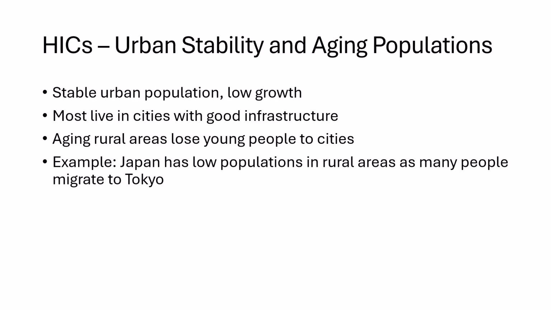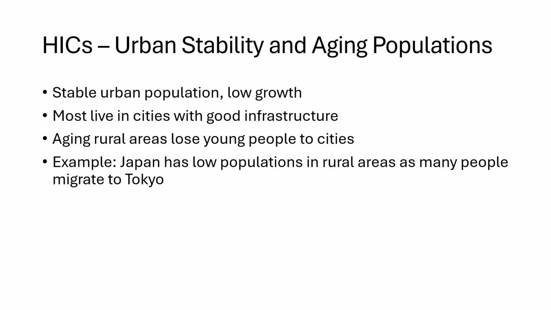Lastly, let's go through HICs. HICs are countries that generally have stable population distributions, and most people live in urban areas. These countries benefit from well-developed infrastructure, diversified economies, and low population growth rates. However, due to those low population growth rates, some places start to experience aging populations, which is when most of the population is older rather than young, and this often slows down urban expansion towards the future and causes rural depopulation.